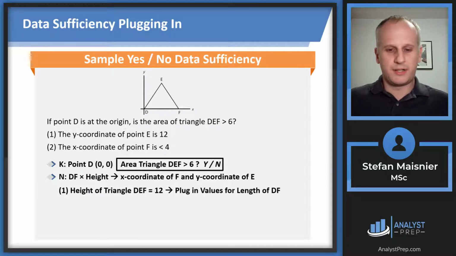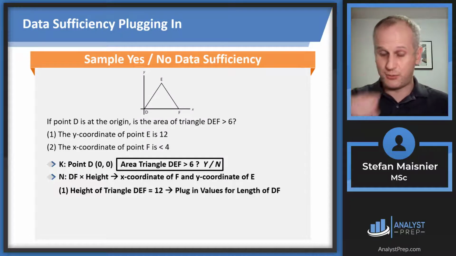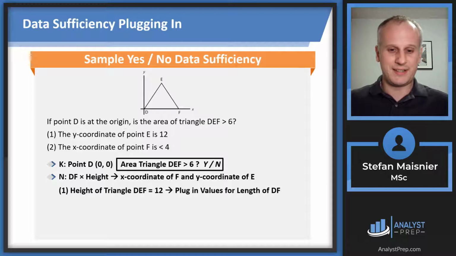we take a look at condition 1. So we see that it tells us the y-coordinate of point E is 12. So pertaining to our need, we know this is telling us the height of triangle DEF is 12. And we can plug in to test whether we can get both a yes and a no outcome. So you can plug in values for the length of DF.